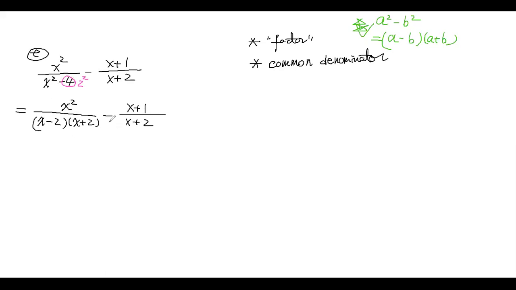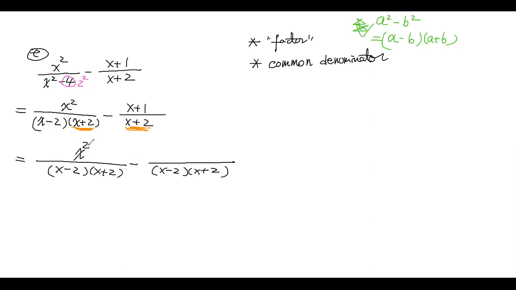So the common denominator, take a look here. They have x plus 2 here. Oh, that's good, I have x plus 2 here, but I have one extra, x minus 2. So I know my common denominator will be x minus 2 times x plus 2. This is my common denominator. Then look at your first fraction, x squared. The common denominator is x minus 2 times x plus 2, which is the same as here, so nothing changes.